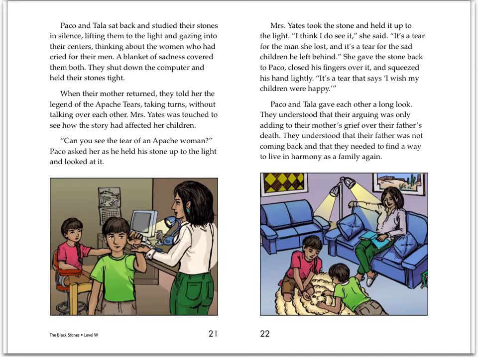I want you to highlight the part where it says, "Paco and Tala sat back and studied their stones in silence, lifting them to the light and gazing into their centers." In that paragraph. So, highlight that sentence and think about why they're doing that. Which one? The sentence that says, "Paco and Tala sat back and studied their stones in silence, lifting them to the light and gazing into their centers." Why are they doing that?